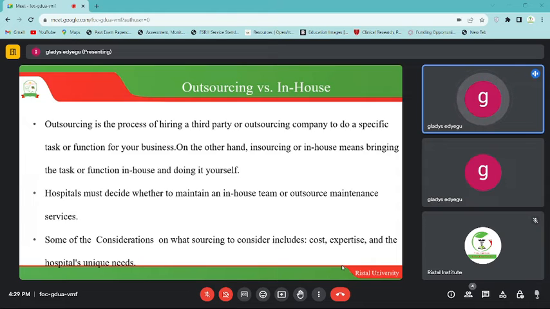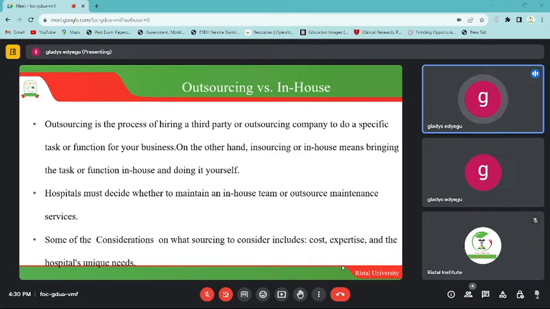And previously, when we had this slide above, in relation to outsourcing and in-house services, we talked about different factors that can help you to decide what kind of team you're going to use. Is it the in-house team or the outsourcing team? So we looked at budgeting, that you need to have a budget which can handle even the outsourcing. Because if you don't have that budget to handle the outsourcing maintenance services, then you're not going to use the outside maintenance services. You may end up using the in-house, the very people you have within the hospital, to do the maintenance for you.